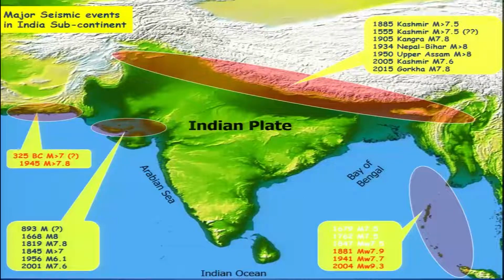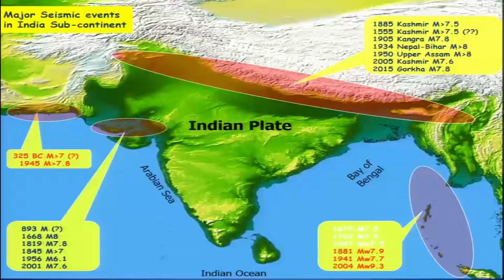But there are many before 1800 which are not listed in the historical chronicle. There are few, of course, from Nepal, like 1833, and then from the Indian side close to Nepal, that is Kumaon Himalaya, we have 1803. They have not been listed here, but they were also damaging earthquakes.